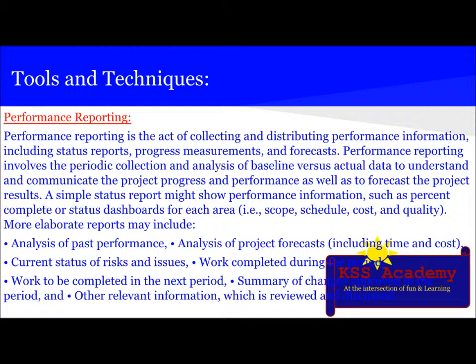A simple status report might show performance information such as percent complete or a status dashboard for each area, that is scope, schedule, cost, and quality. More elaborate reports may include analysis of past performance, analysis of project forecasts, including time and cost, current status of risks and issues, work completed during the period, work to be completed in the next period, summary of changes approved in the period, and other relevant information which is reviewed and discussed.